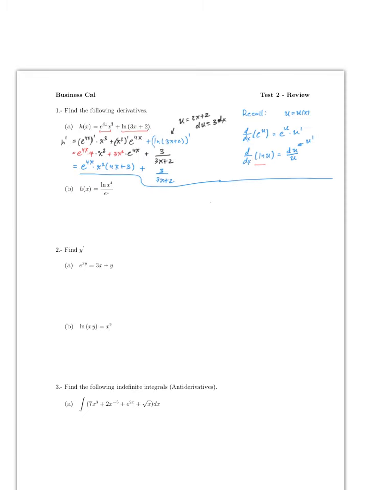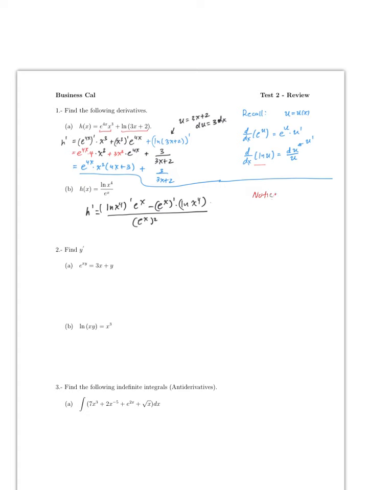In number 1b, you have to use the quotient rule. So remember, h prime is going to be the derivative of the top times the bottom minus the derivative of the bottom times the top, divided by the bottom squared.